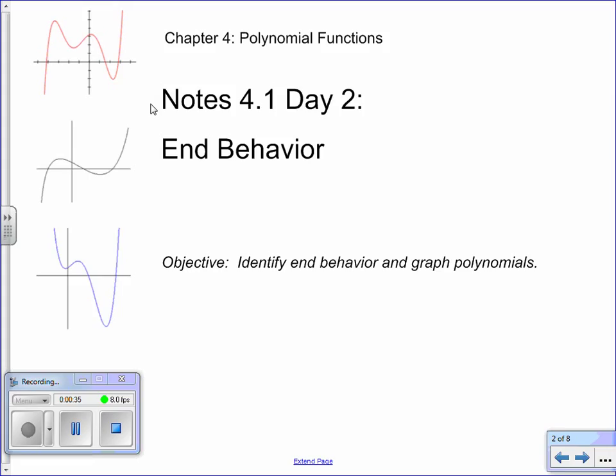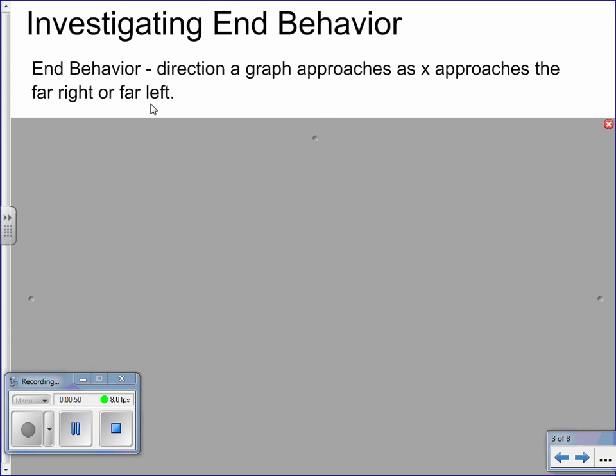Okay, so notes 4.1, day 2, we're talking about end behavior. First, I'm just going to have you write some definition of what end behavior actually is. So mathematically, end behavior is described as the direction a graph approaches as x approaches the far right or the far left.